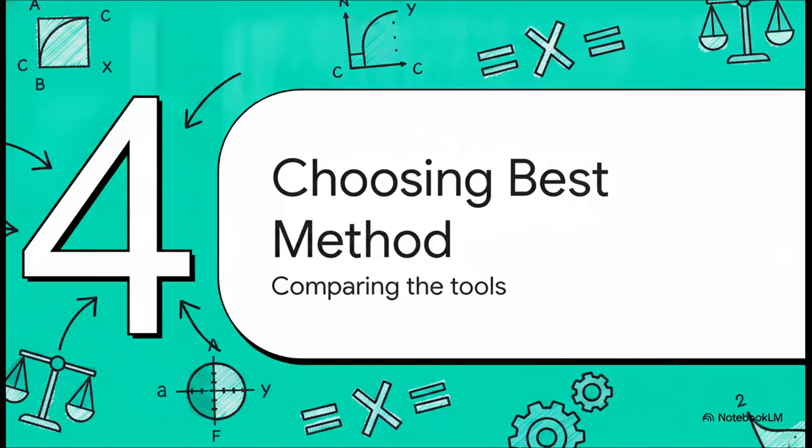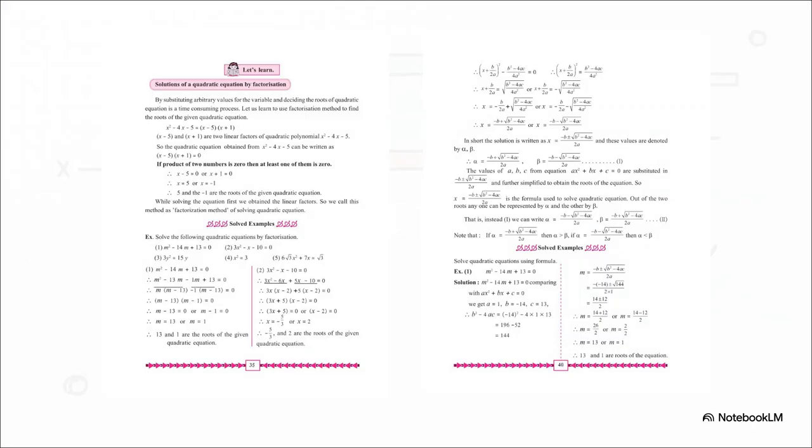And finally, Section 4, choosing the best method. Let's put all of this into perspective with a side-by-side comparison of the exact same equation. On the left side, we use our factorization method. On the right, we use the quadratic formula. By comparing our equation to the standard form and plugging in our a, b, and c values, you can see that both of these distinct paths lead us safely to the exact same roots, 13 and 1. The math, as always, is perfectly consistent.